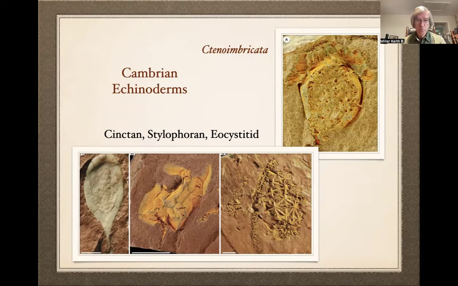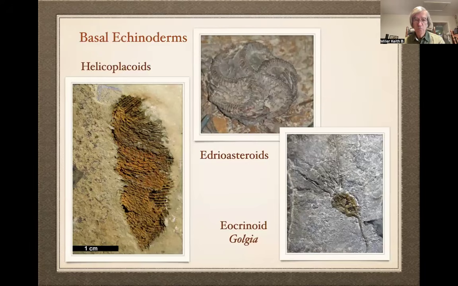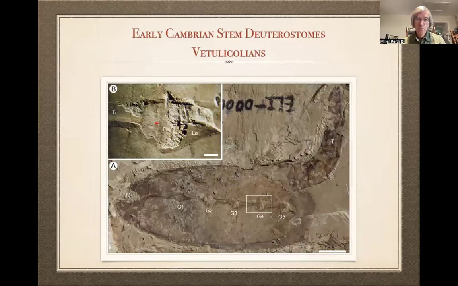These are other early echinoderms. It's not until a little later in the Cambrian that they actually start showing this five-fold symmetry that we recognize as characteristic of echinoderms. Last group. Deuterostomes include both the echinoderms and the chordates, the group that we belong to. And this is a recently recognized fossil that appears to be a stem deuterostome. That is something that preceded both the echinoderms and the chordates.